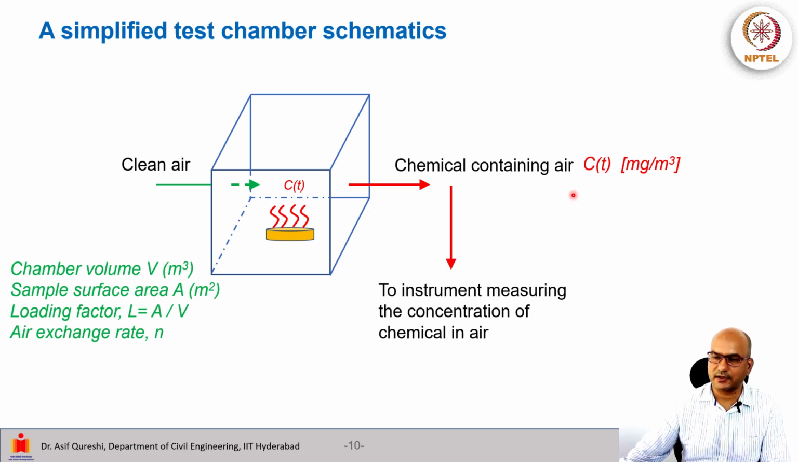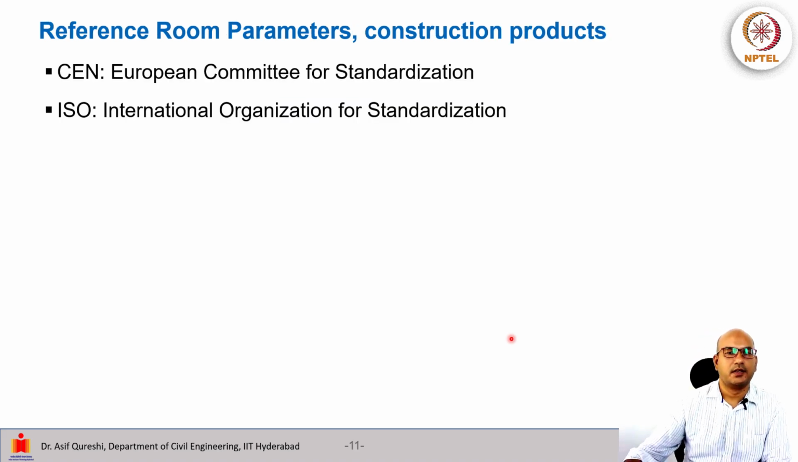Now this concentration is then measured by an instrument, which can be an online detector, or people can take episodic samples and then take them to the instrument where they can measure it. So now we have a mental picture of how the test chamber looks and what exactly is going in and out and what our interests are.